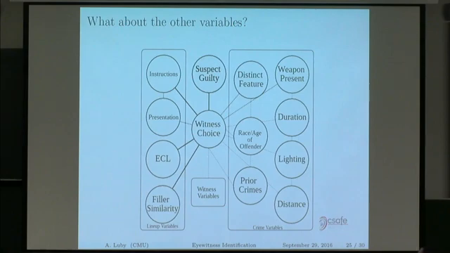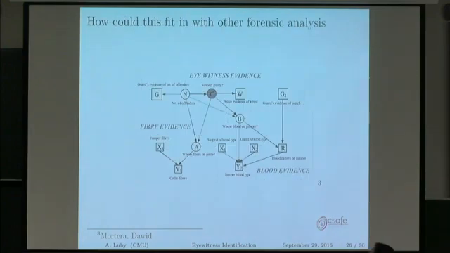And then witness variables, which I didn't really know what to put in there, but those could be things we've heard other people talk about: the reliability of the witness, the memory of the witness, whether or not they were under the influence at the time of the crime, and things like that. Probably a lot of these variables have an effect on the witness choice, and then all of it together would, in the bigger picture, influence whether or not we think that the suspect is guilty.